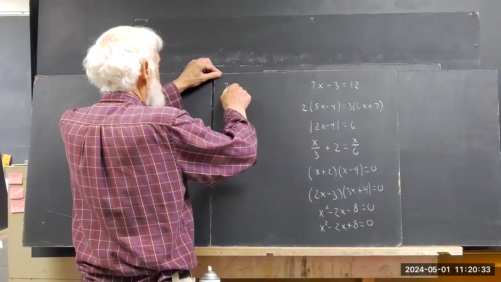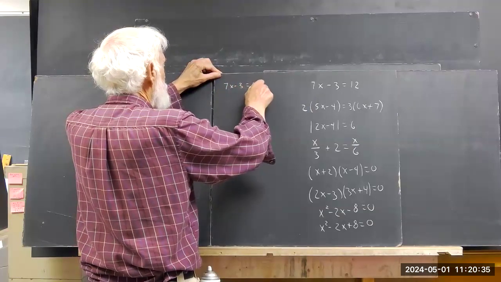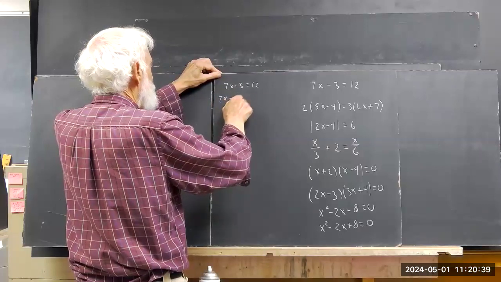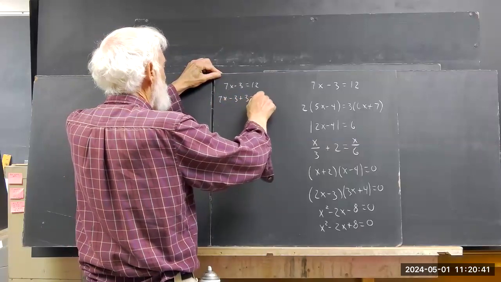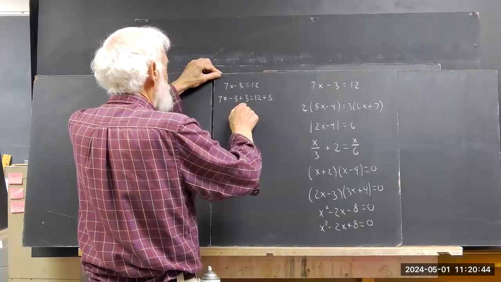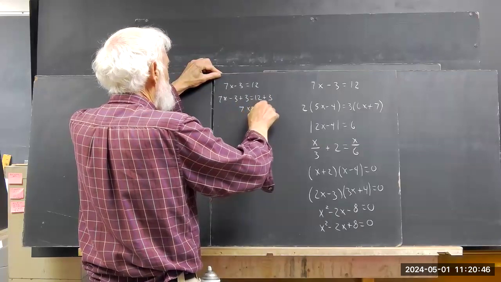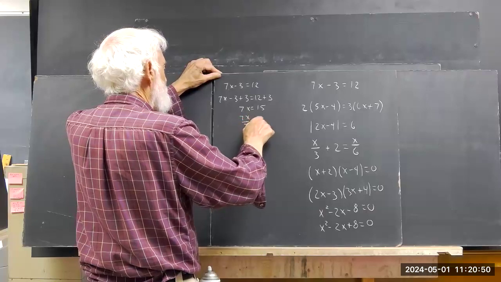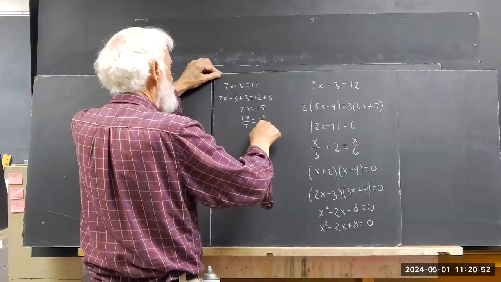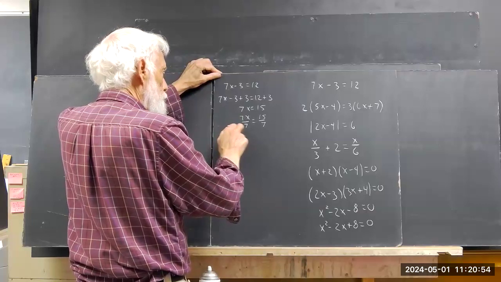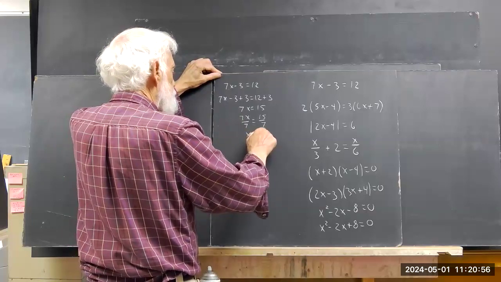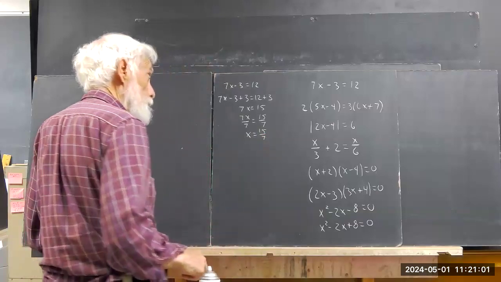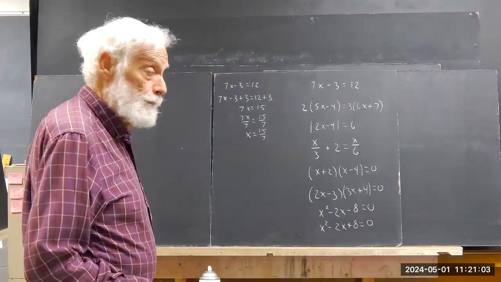You have 7x minus 3 equals 12. You add 3 to both sides, and you get 7x equals 15. And then you divide both sides by 7. 7 divided by 7 is 1. You get x equals 15 sevenths. And then you could check. It's a good idea to check.